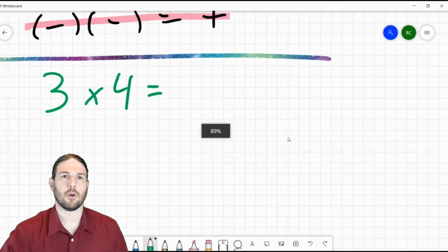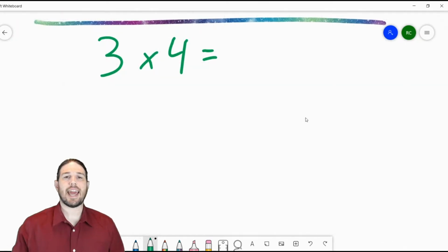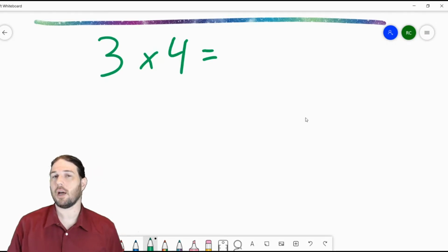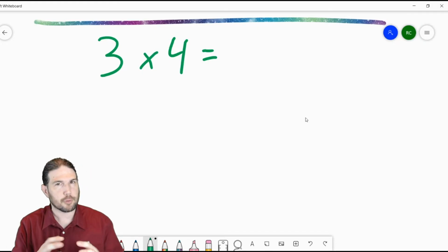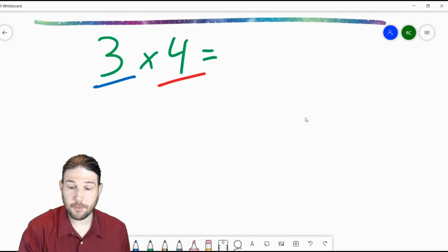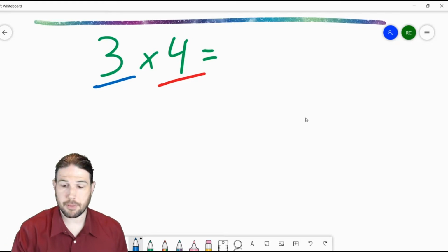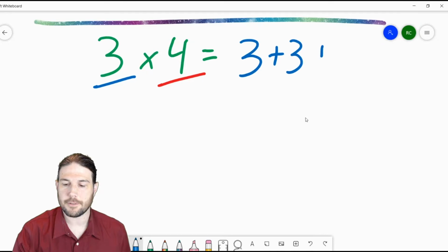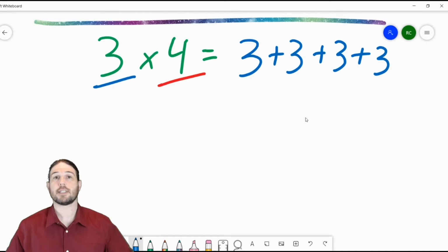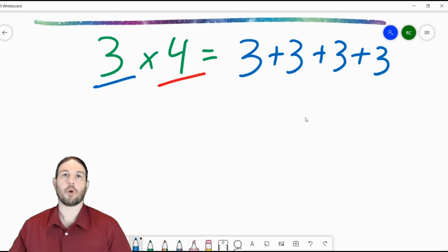Now, 3 times 4, when we're young, we're taught that multiplication is just repeated addition. That is a valid definition of multiplication. Multiplication is a little bit broader than that, but let's work with it for now. If we say 3 times 4, basically that means we are going to take the number 3 and we're going to add it to itself 4 times. Right? 3 times 4 is 3 plus 3 plus 3 plus 3. It is 3, 4 times.